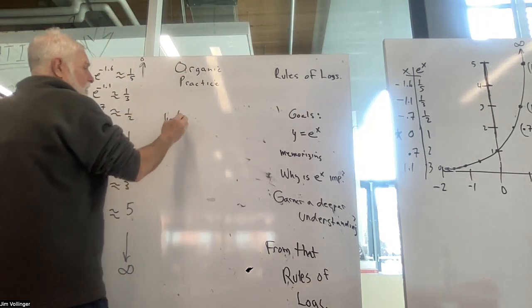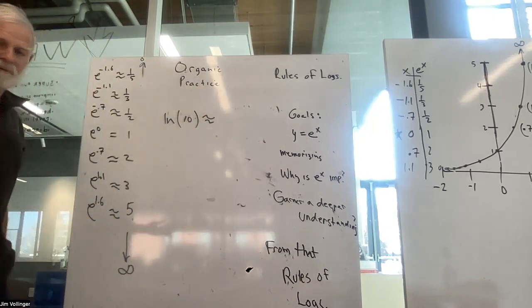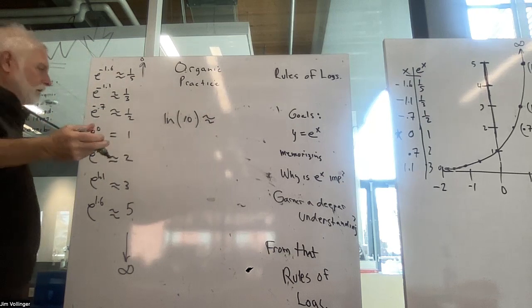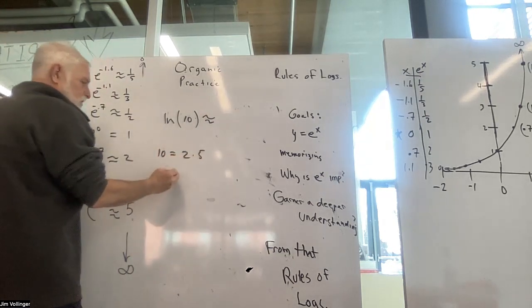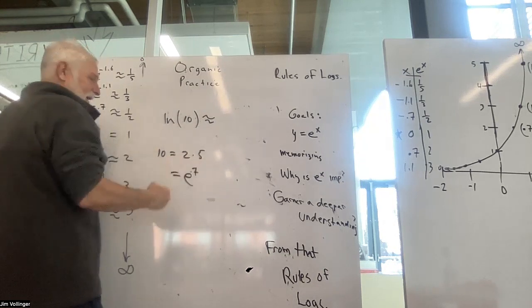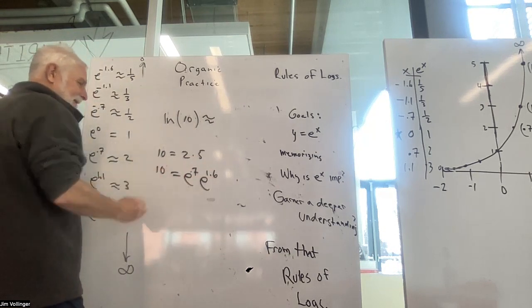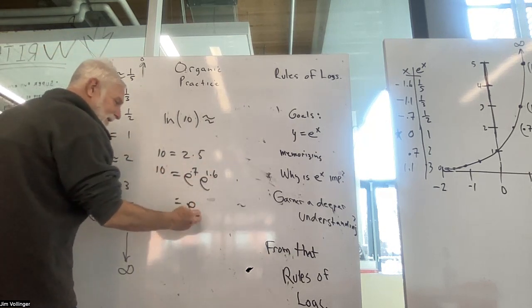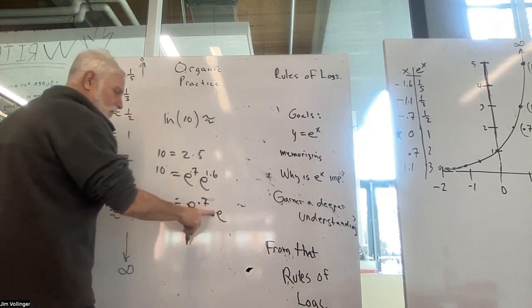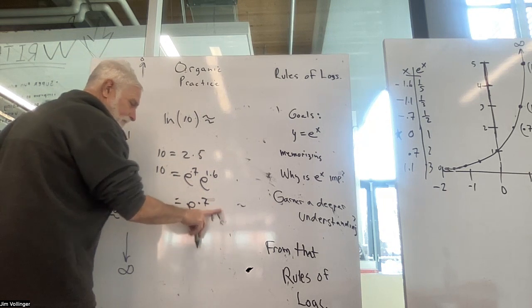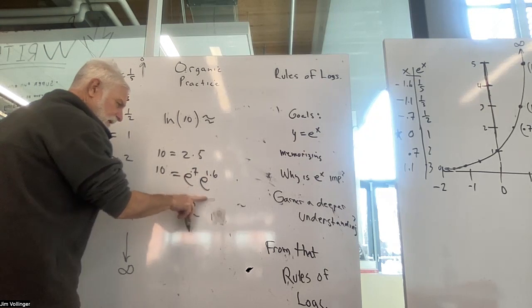How about we do the ln of 10? What is it approximately? You stop the video, you try it, I'm just going to keep going. Well, I know that 10 is 2 times 5, and I'm doing this one because I got a new number to play with, 1.6. So now I know what 10 is. 10 is equal to e to the 0.7 times e to, I already showed that, so it's the sum, right? And 0.7 plus 1.6, I believe, is 2.3.